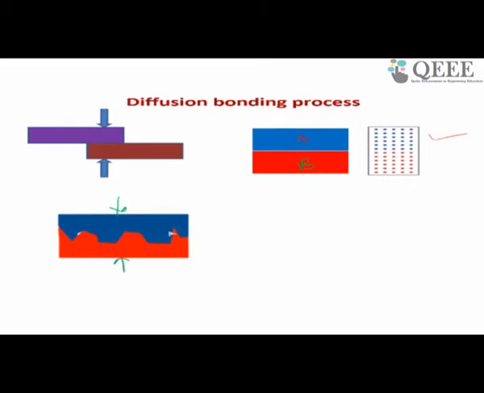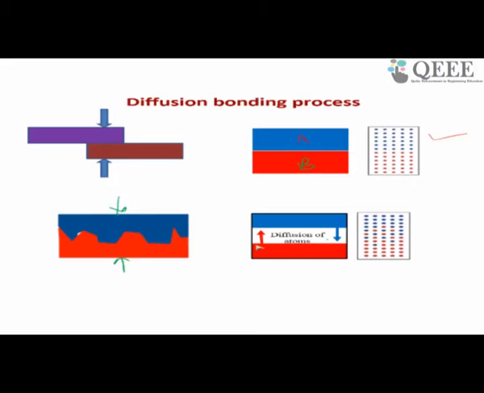Then when you apply load, atomic diffusion will happen, and as a result you can see diffusion of B atoms will happen. It will go from bottom to top, and A atoms will move like this, and as a result you can see this zone is a mixture of A plus B atoms. So you will get a mixture of A and B atoms in this zone.